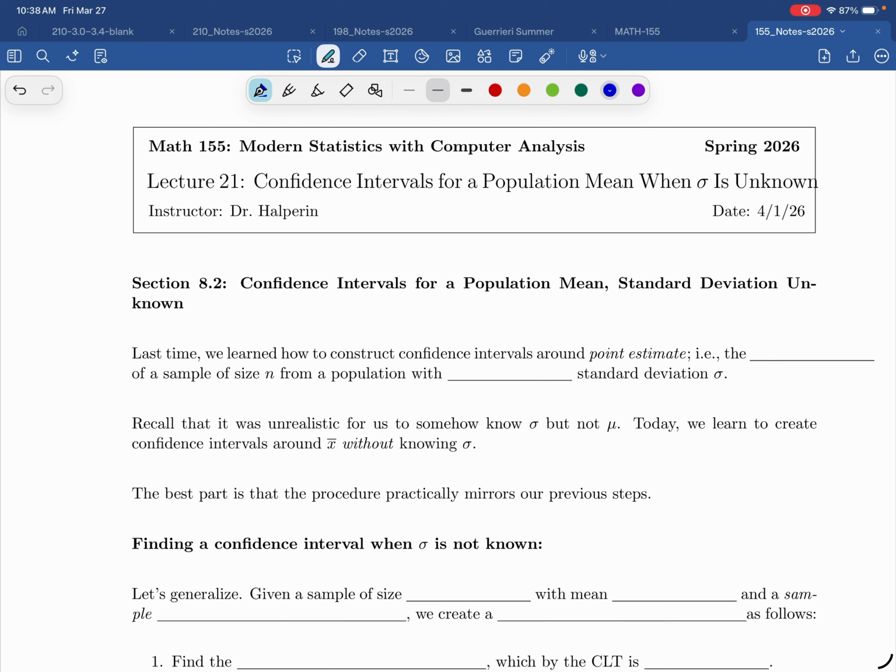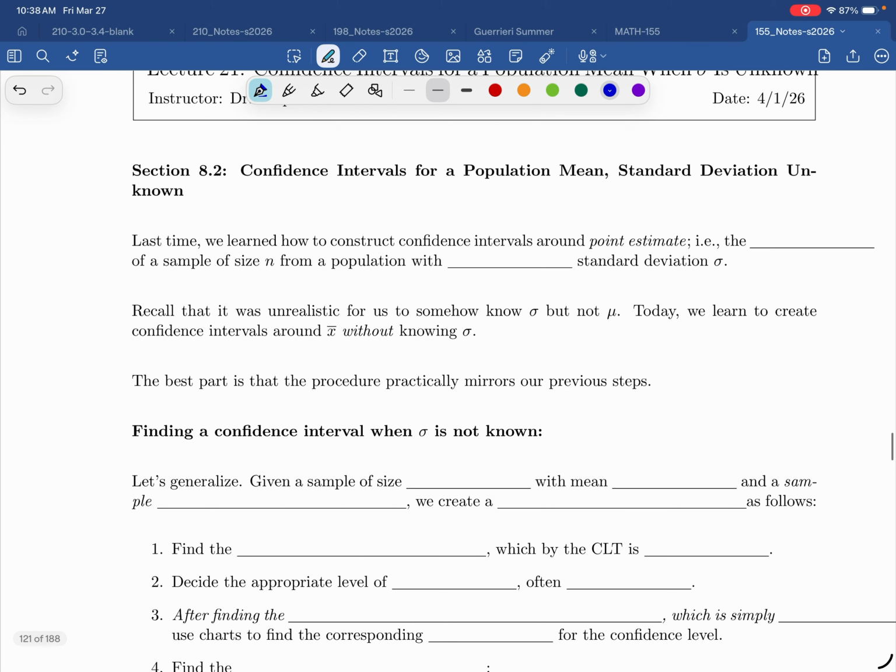First, we're going to use S, the sample standard deviation, the standard deviation we get from our sample. And instead of using Z for our critical value, we're going to be using T for our critical value. Now, there's a complicated technicality going on there, but for our purposes, we're just going to be replacing sigma with S and Z with T. And so here's how we do it.